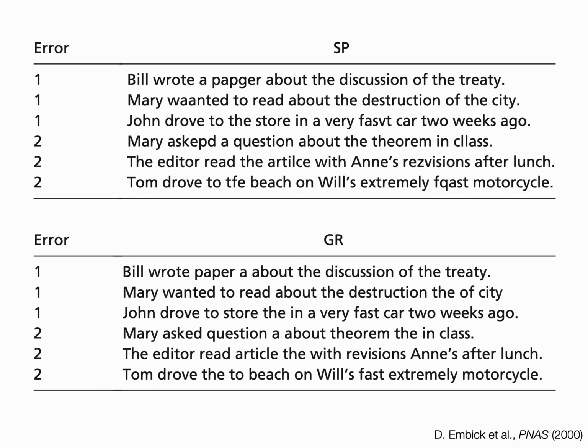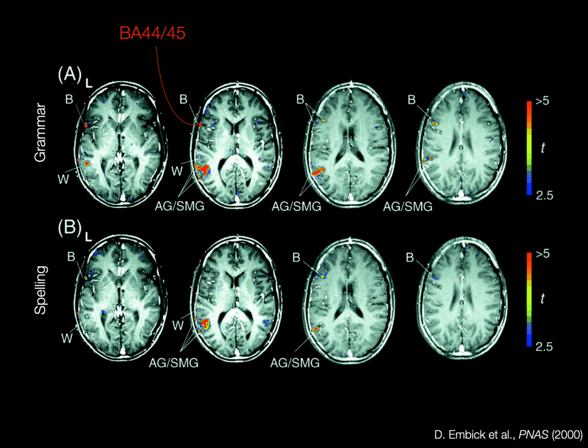Similar results come from a study by Dave Embick and colleagues published in 2000. They used sentences that contained either one or two spelling errors and one or two grammar errors. If you want, you can now pause the video to look at what these errors look like in these example sentences. They found three regions activated by both spelling and grammar errors. Again, Broca's region, Wernicke's region, and the angular and supramarginal gyri, all in the left hemisphere. Grammar errors tend to activate this brain network more than spelling errors do.